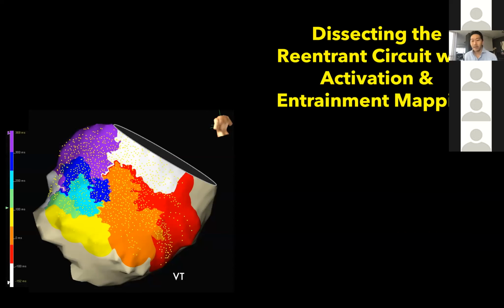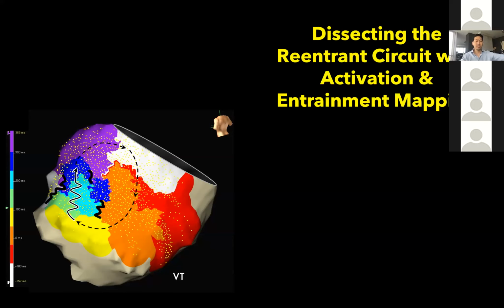What about activation mapping? Well, activation mapping is something that we've been pretty passionate about, trying to delineate these circuits more. And here's an example of a VT circuit on the epicardium. This is a non-ischemic. And here we have the isthmus. These are the isthmus boundaries. And we've got a nice little clockwise loop turning around. The question is, can this be complementary with entrainment?